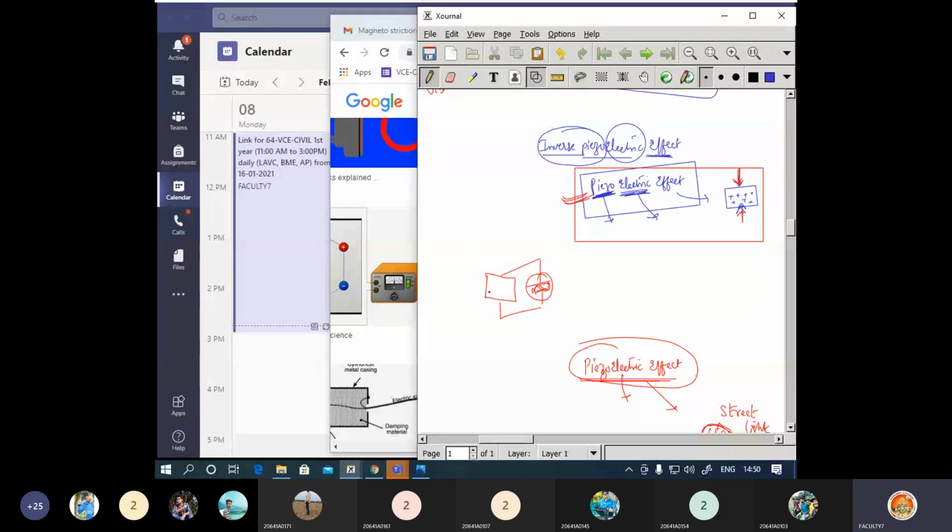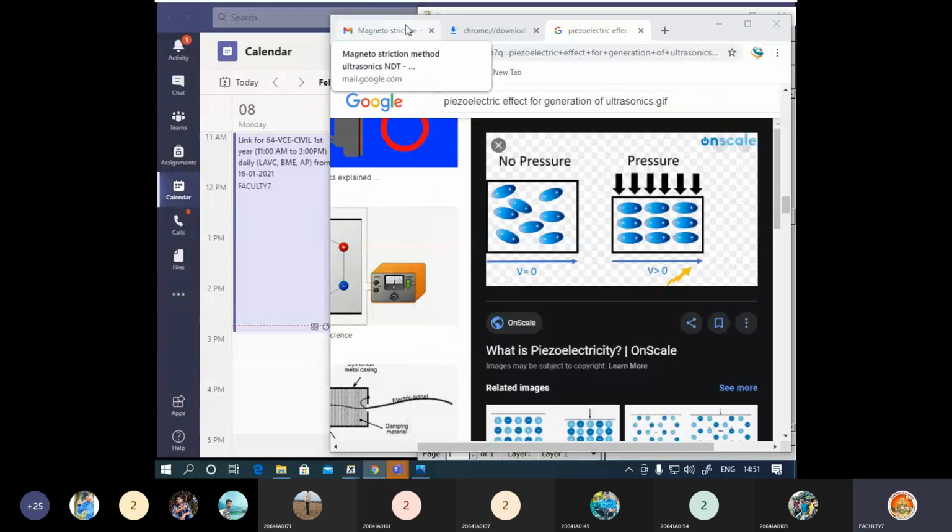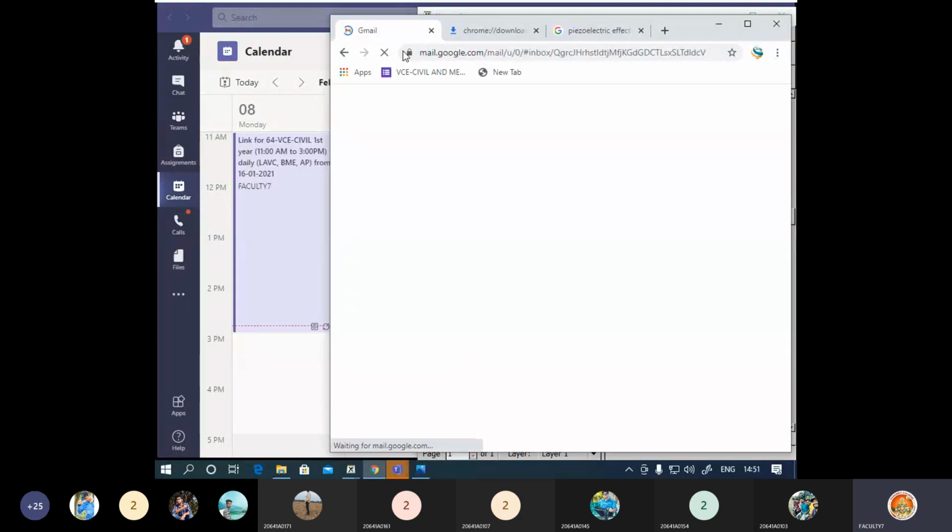Due to that, this particular crystal is going to vibrate, and these vibrations will have a frequency in the range of ultrasonics. Ultrasonic waves we are going to get due to these high frequency vibrations. So that is about the piezoelectric effect in generation of ultrasonics.